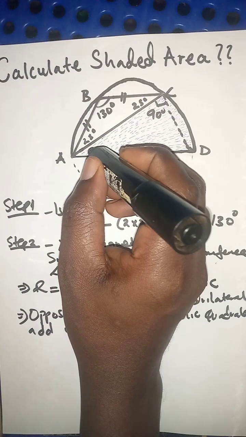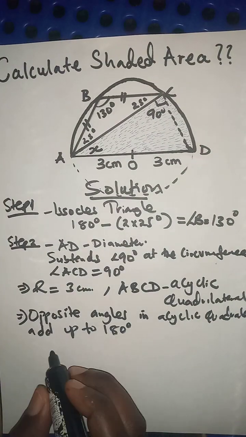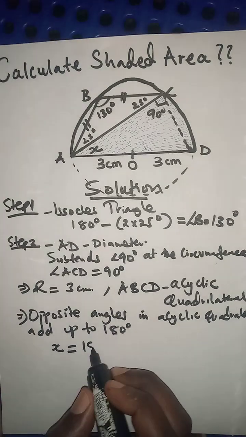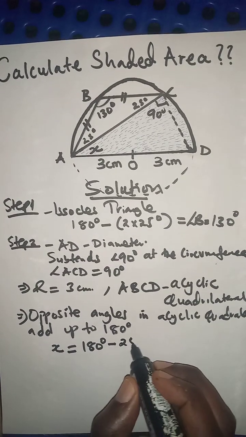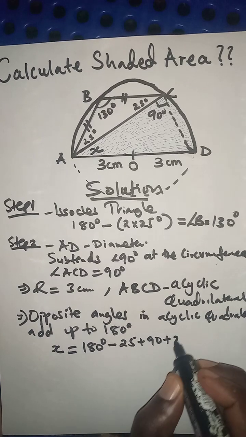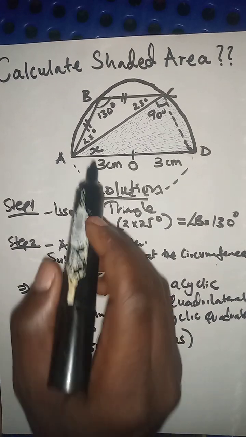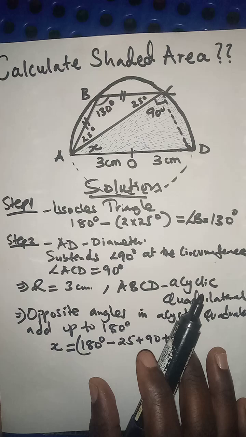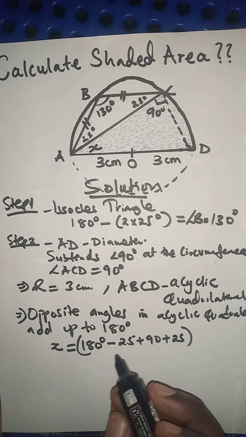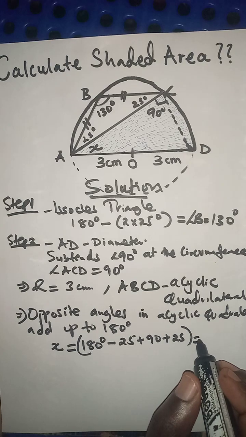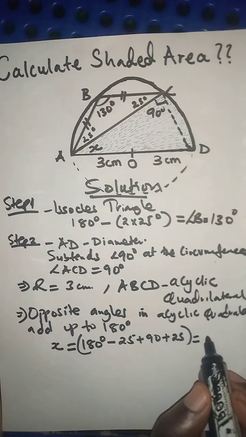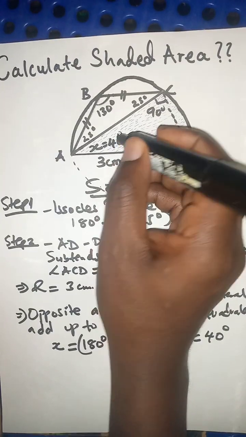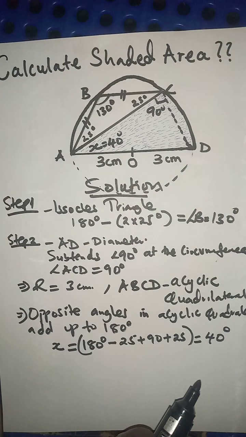So for me to get this angle and unknown value X, of course I'm going to add this plus this plus this and then subtract them from 180 degrees, so that I get the value X. The rule guides me that the opposite angles of a cyclic quadrilateral add up to 180. Solving this, I'm going to get the value X as 40 degrees. So that is 40 degrees.